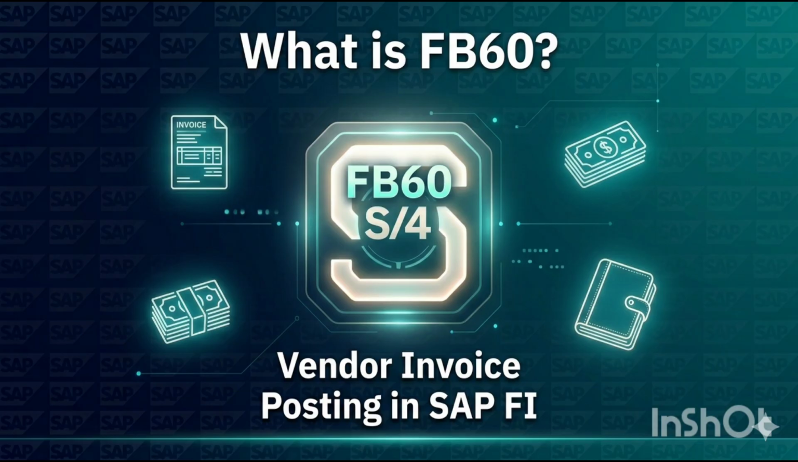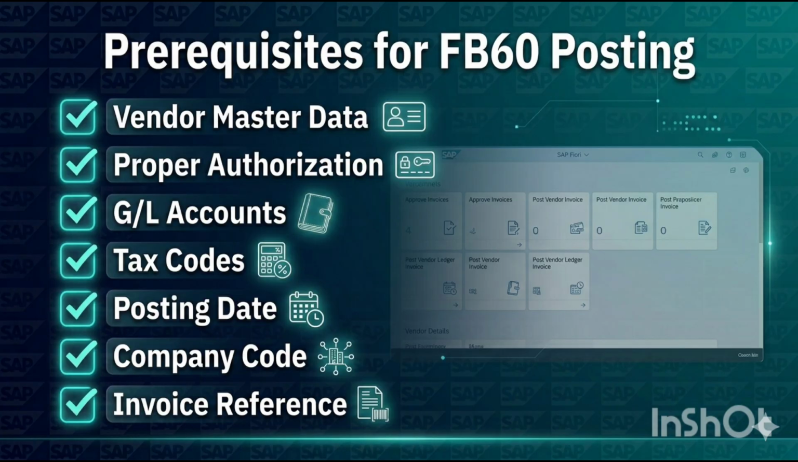Before starting FB60, you must ensure several prerequisites are met. First, the vendor master data must be created and active in the system. Second, you need proper authorization roles for transaction FB60. Third, relevant general ledger accounts should be set up. Tax codes must be configured according to country and vendor. Also, ensure the posting period is open and you have correct company code access.